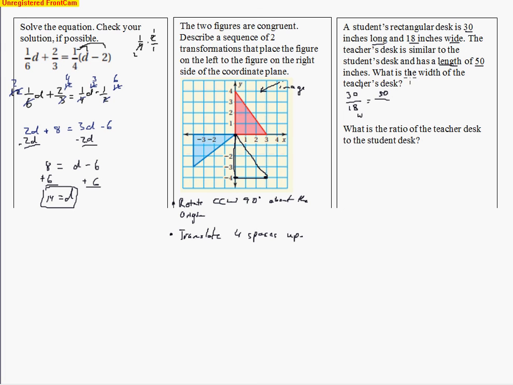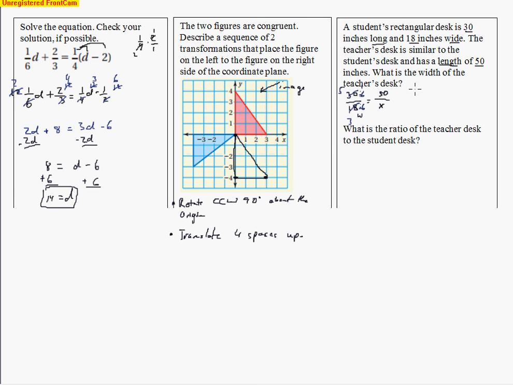And what is the width? We don't know how wide it is. That's going to be our unknown. So I could go ahead and cross-cancel now, but I'm going to reduce the fraction a little bit. I'm going to take out a common factor here. I see 6 goes into each of these numbers. It'll make the math a little bit easier on me. So this is 3, this would be 5, and now I'll go ahead and multiply.